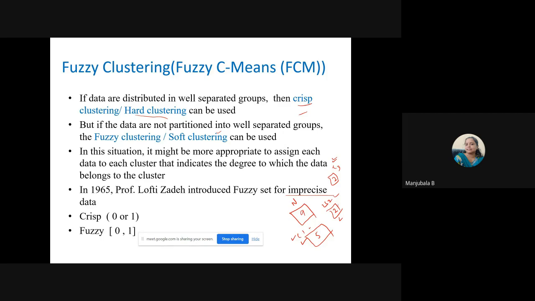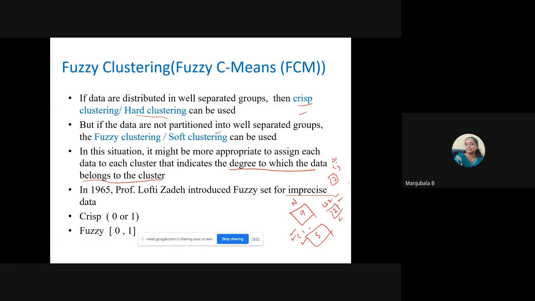But the membership is changing. Maybe their weightage is more towards the cluster C1, less towards the cluster C2, and minimum towards the cluster C3. So we are giving some weightage to that point with respect to that cluster. That is called fuzzy clustering or soft clustering. In this situation, it might be more appropriate to assign each data point to each cluster with a degree to which the data belongs to the cluster. That means every point belongs to all these clusters.